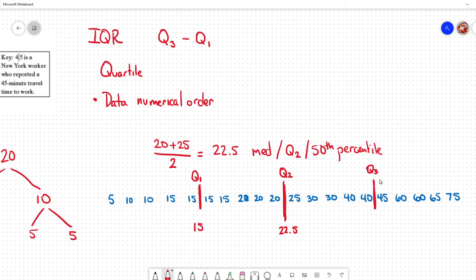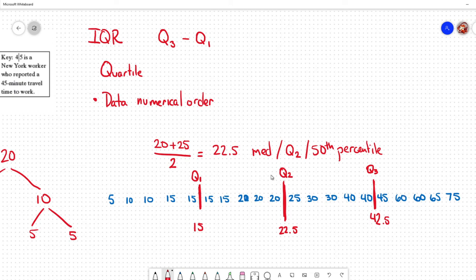But this does not describe any actual number. Here the two numbers were not the same. On the other side they were the same, so it was easy to get the median. Here it's not so easy, so I'm going to have to do my little calculation.